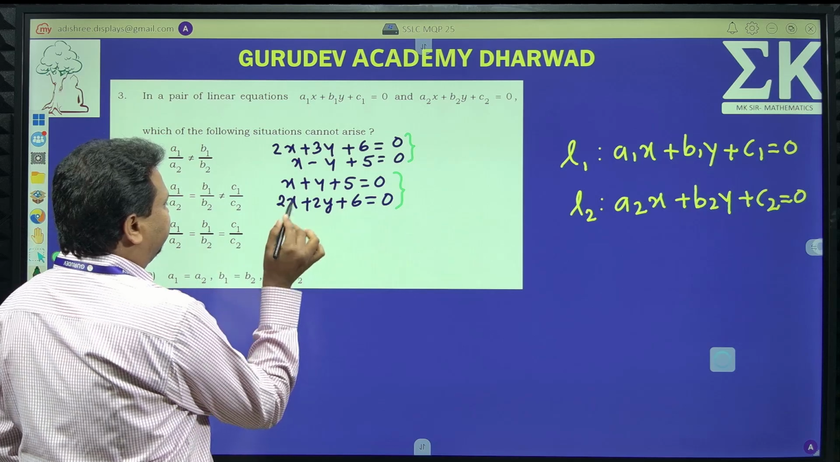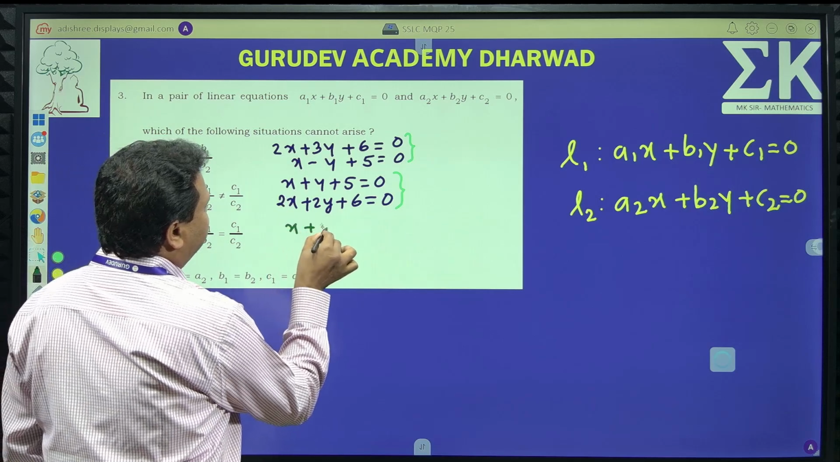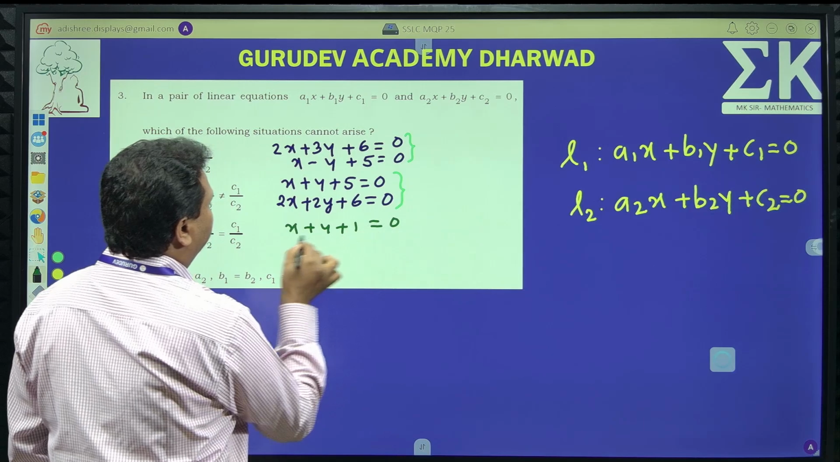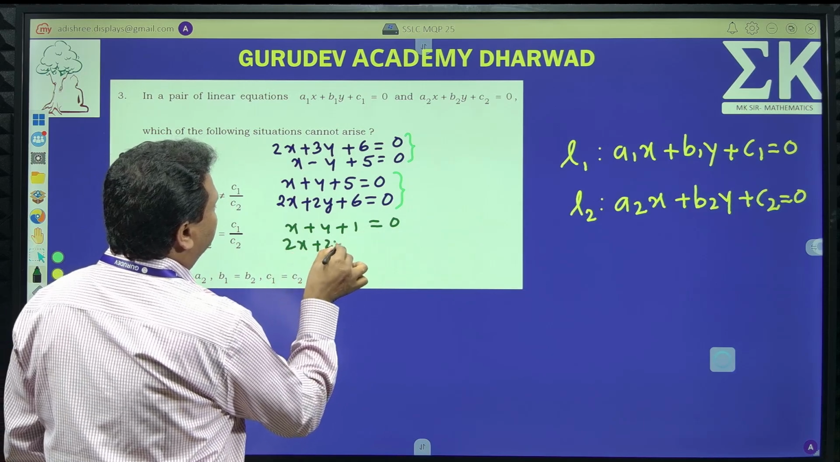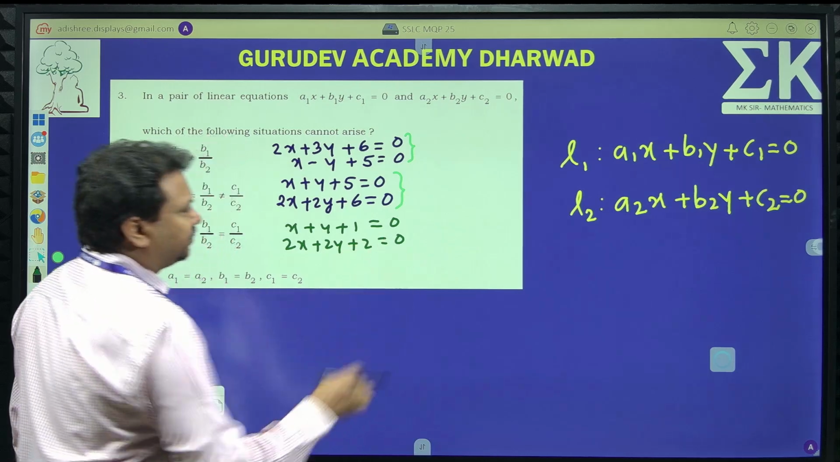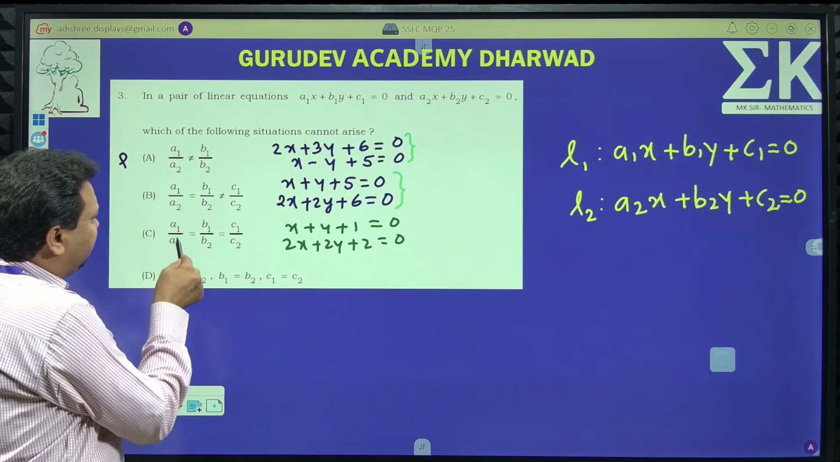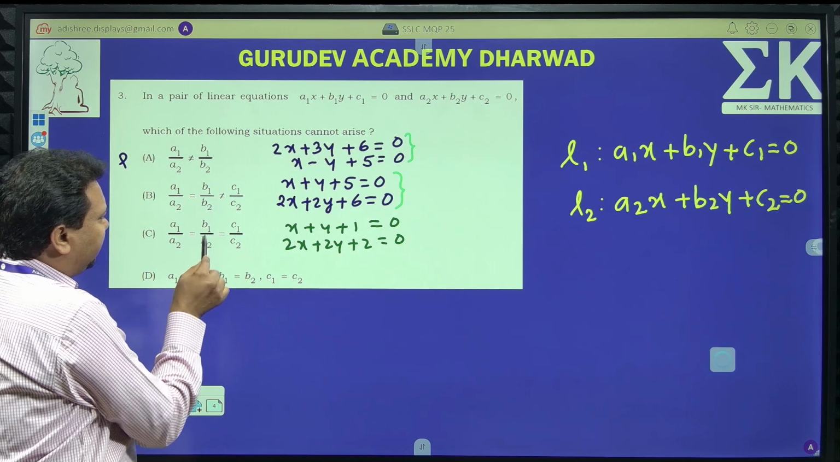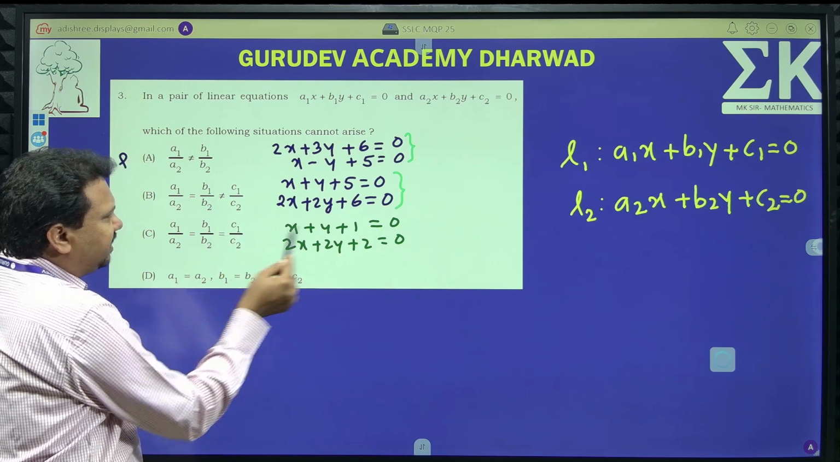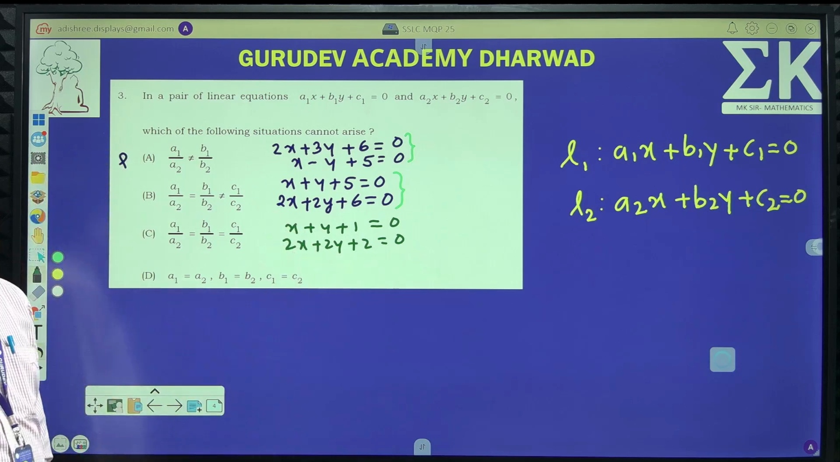All three are in the same proportion. Suppose x plus y plus 1 equal to 0, 2x plus 2y plus 2 is equal to 0, right? What you can observe? a1 by a2 is 1 by 2, b1 by b2 is 1 by 2, c1 by c2 is also 1 by 2. Possible, this also becomes a pair of linear equations.